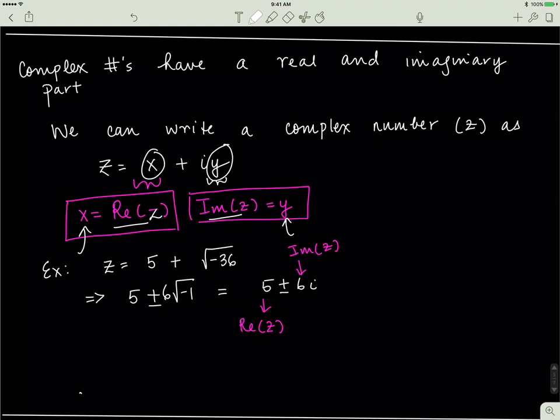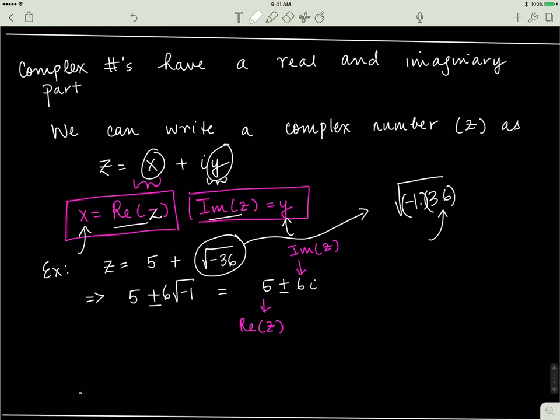So let's do a tiny, easy example. If z is 5 plus square root of negative 36, well, how do I rewrite this complex number a little bit simpler? Well, you can recall that square root of 36, this part, I'm going to go ahead and rewrite as negative 1 times 36.